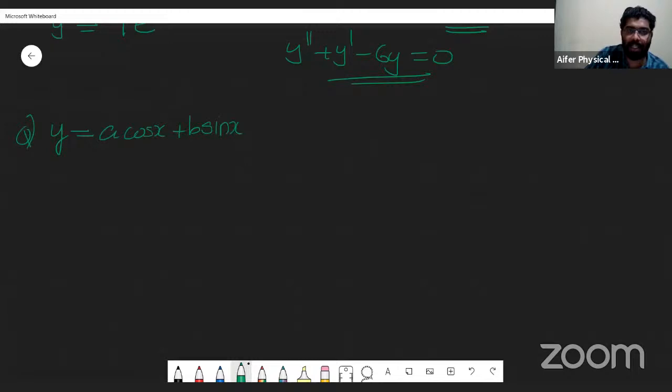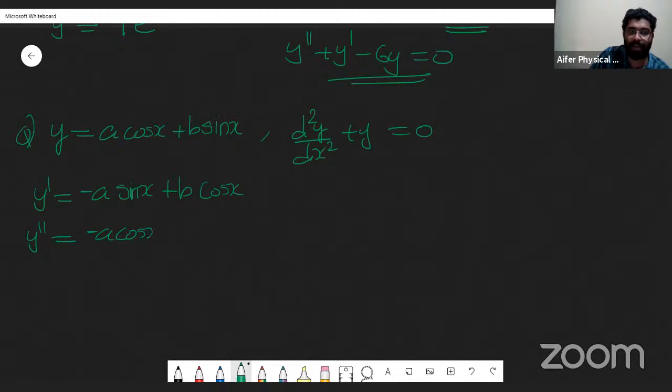Check whether it is the solution of the differential equation d square y by dx square plus y equal to 0. So we need the double derivative, right? So take the first derivative. What do you get? Cos x derivative is minus sin x. So a is a constant and I get minus a sin x plus b, and sin x derivative is cos x. We need the second derivative. So y double prime equal to minus a sin x derivative is cos x, and cos x derivative is minus sin x.